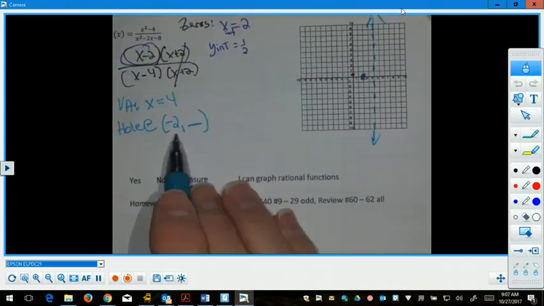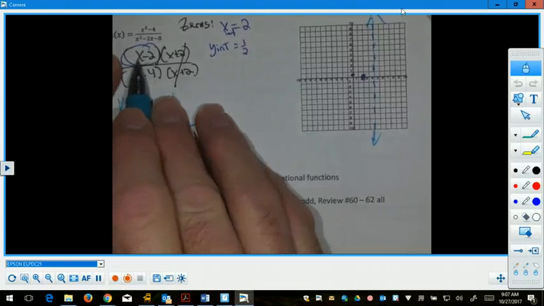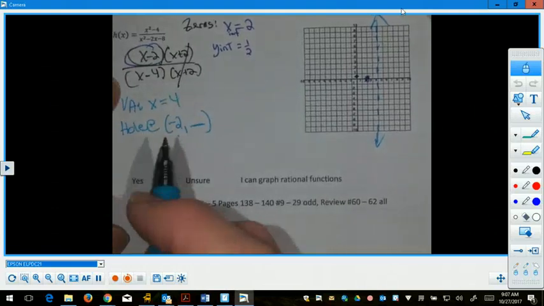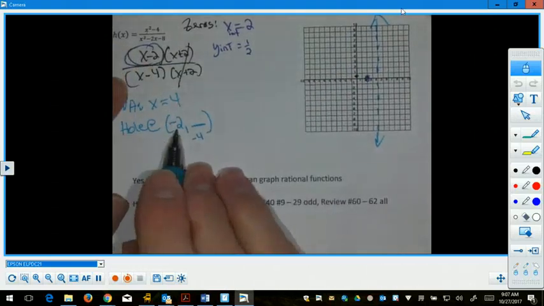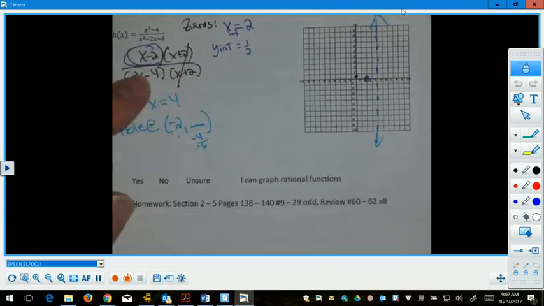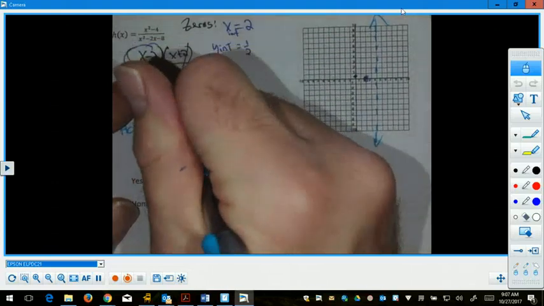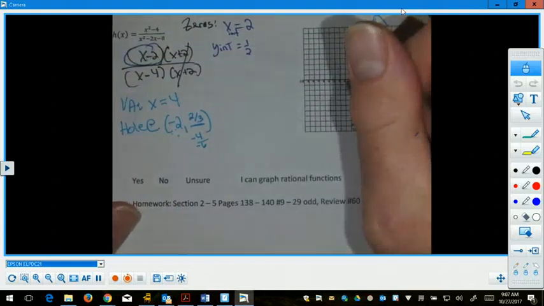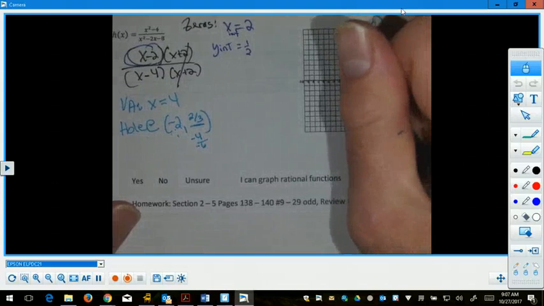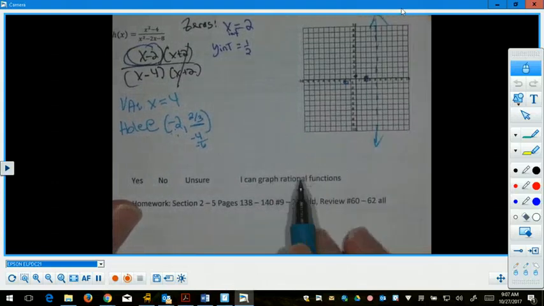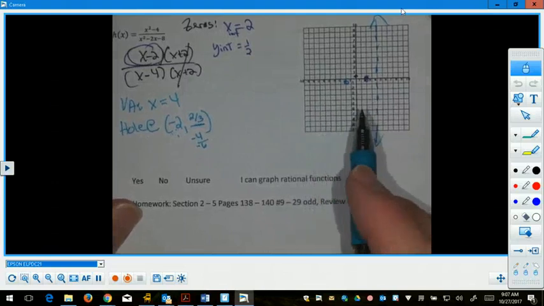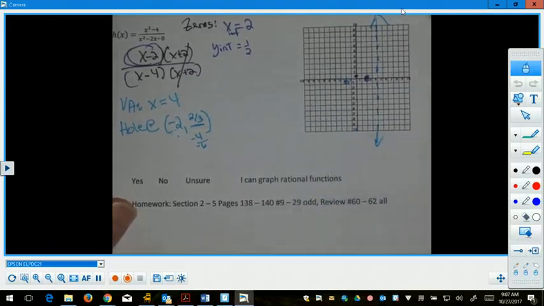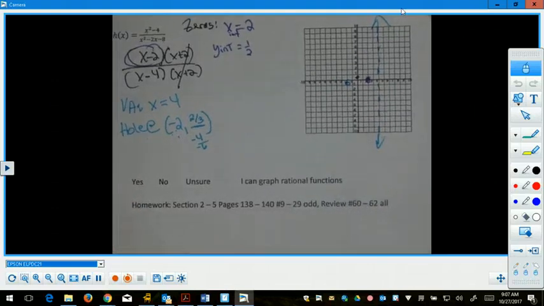And then for my hole, I'm going to plug -2 back into this reduced function. You could put it into the original, but it's more work. So I got -2 minus 2, which is -4, and -2 minus -4, which is -6. That reduces to +2/3. So at -2, +2/3, it's just less than 1. I'm going to put an open circle. That's an open circle there. The graph is kind of small, sorry about that. The ones that you work on for homework will be bigger.